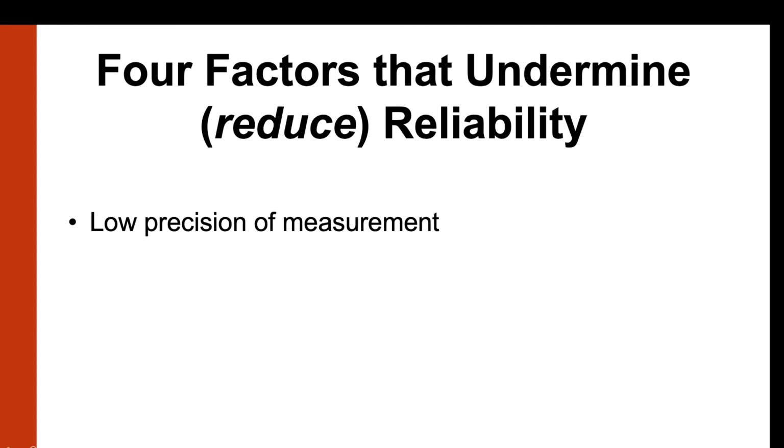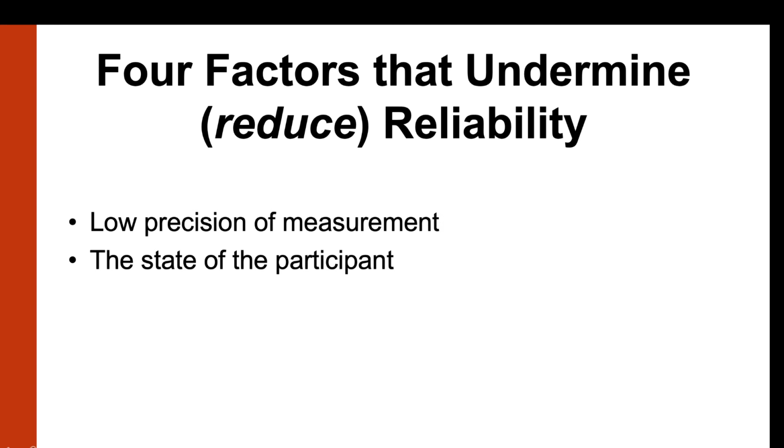This could happen, let's say, if you're running a personality study and the experimenter who's conducting the study is giving slightly different instructions to each participant. That slight difference in instructions will have the effect of introducing error into the results of the study, and that will reduce the reliability.